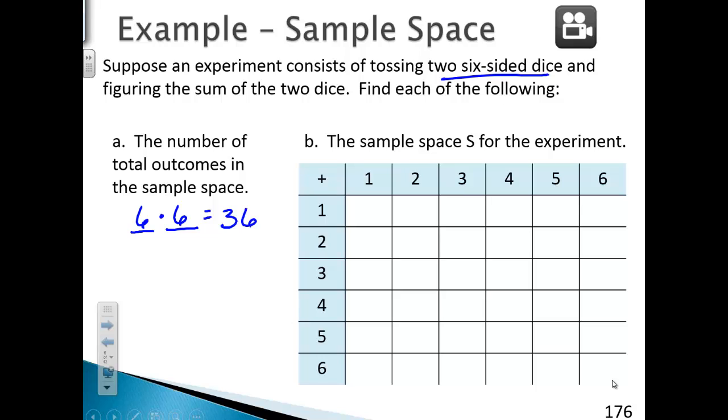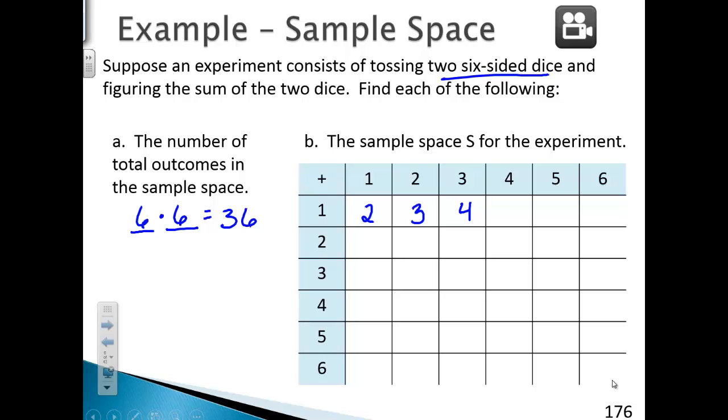And just like in grade school, where we did 1 plus 1 is 2, and 1 plus 2 is 3, and 1 plus 3 is 4, that's how we're going to build this sample space. So let's complete this table. You can pause the video and complete the table, or complete it along with me.